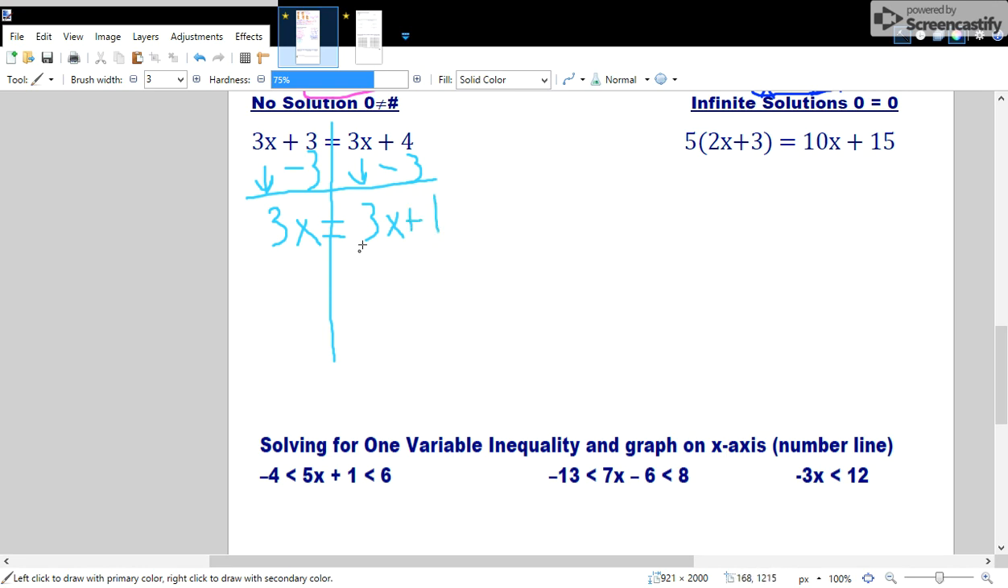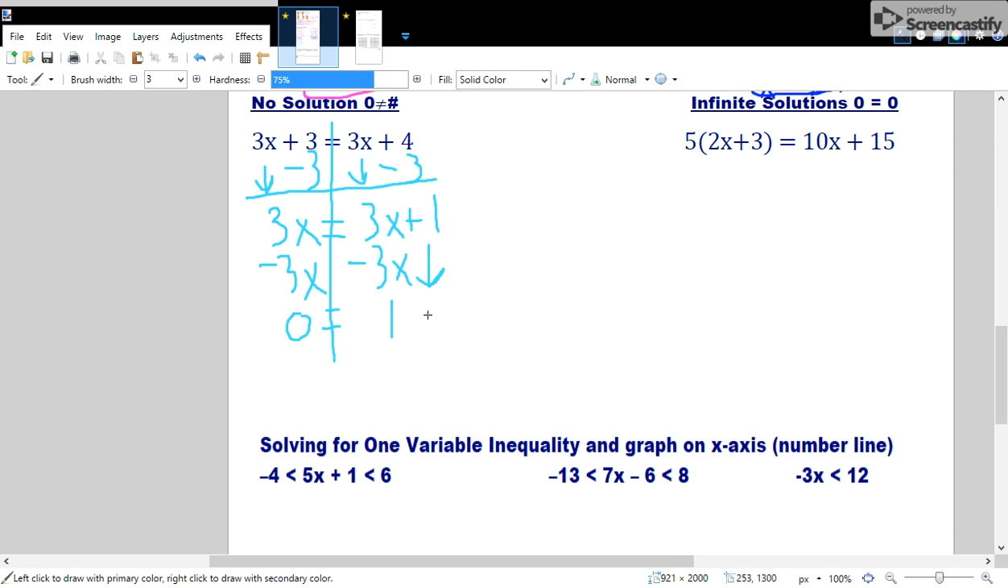Okay, we're going to move the 3x onto the other side so the variables could be together. So minus 3x on both sides of the equal sign. Well, 3x minus 3x is 0x, or just 0. Carry down the 1. So 0 equals 1.